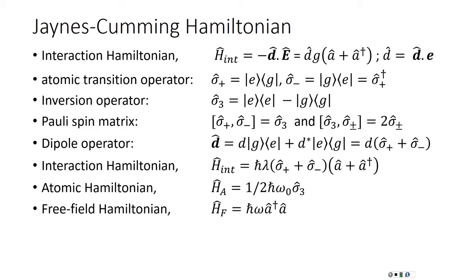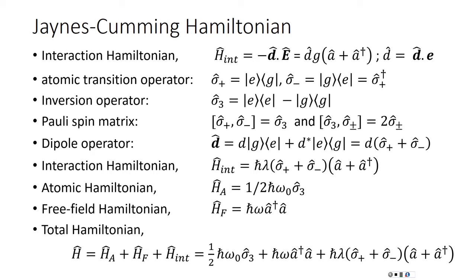So there are three different effects. One is the interaction between the photon and the two states, and this one is the atomic Hamiltonian, where the atomic energy is defined from the Pauli matrix, and the free field Hamiltonian is defined by the annihilation and creation operators of the photon. And then if we add these three terms, we get this Hamiltonian, which is known as the Jaynes-Cummings Hamiltonian.